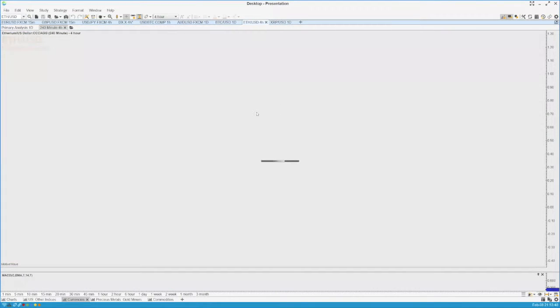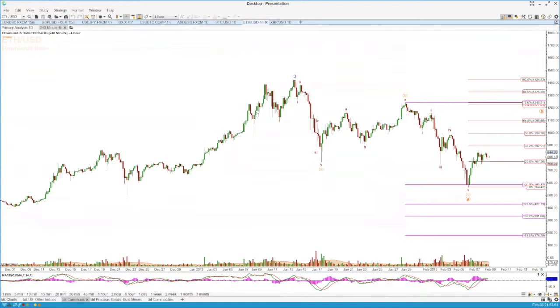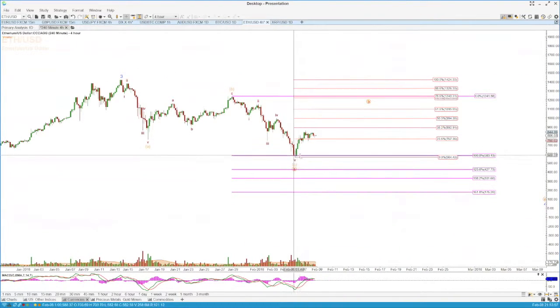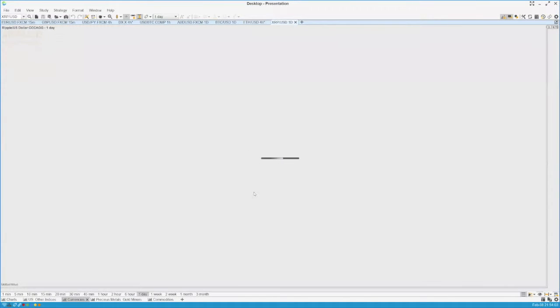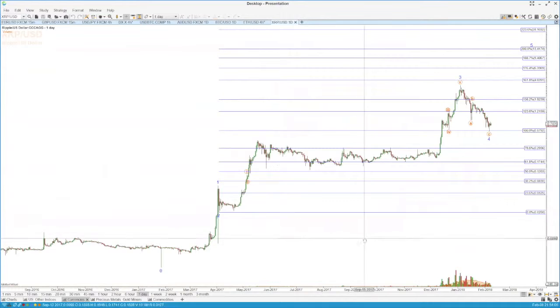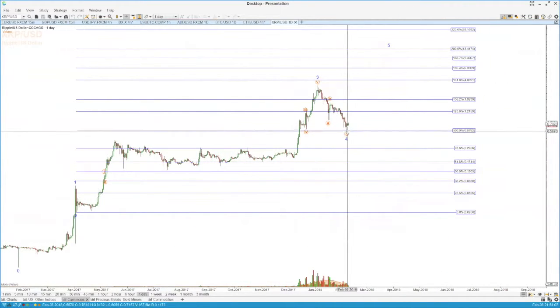Let's have a look at what Ethereum's done today. Yeah, whoa. Again, this has continued to hold this 1.0 extension, so still looking up here in Ethereum as per previous updates. And Ripple, yeah, the 4 is holding. We've bounced nicely off it, but we need to get on with it. We should be going up to $13.50 in Ripple next.